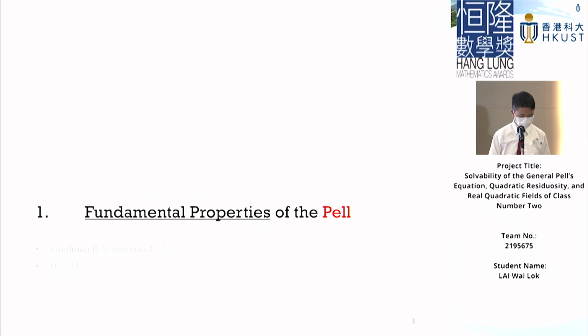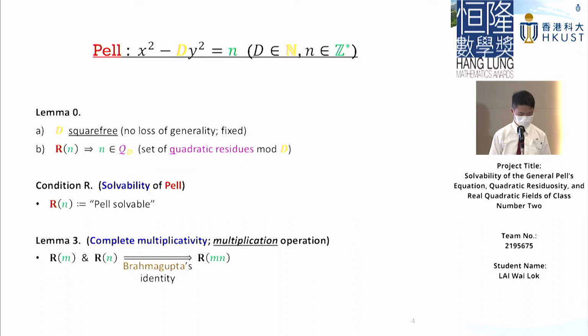A few fundamental but handy properties of the Pell first. As far as solvability is concerned, assuming the coefficient d to be square-free won't lose any generality. My work fixed a square-free d and studied how the Pell with different n interact with each other. Second, once the Pell is solvable, denoted as condition Rn, the constant term n must be a quadratic residue modulo d.